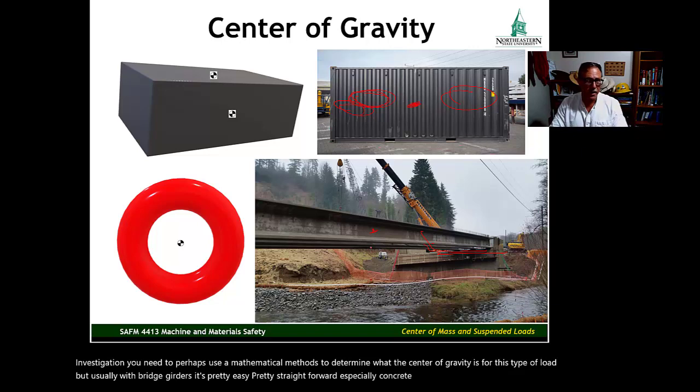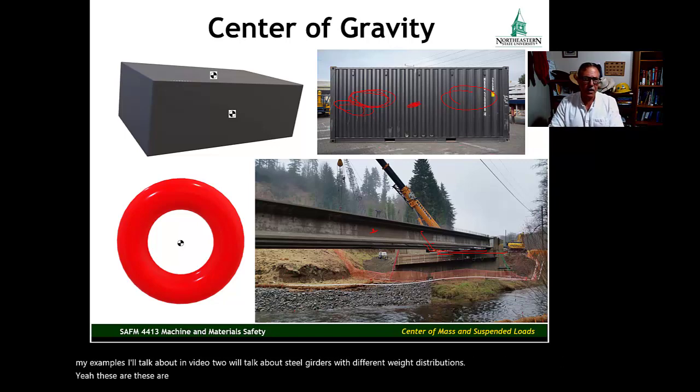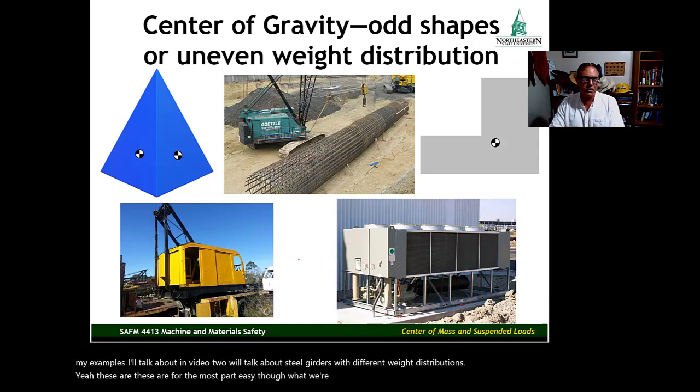Steel can be a little trickier. And one of my examples I'll talk about in video 2, we'll talk about steel girders with different weight distributions. These are for the most part easy though. What we're really focusing on in this video series are odd shapes or loads with an uneven weight distribution. Maybe a triangular shape or an L shape. How do we find that center of gravity?